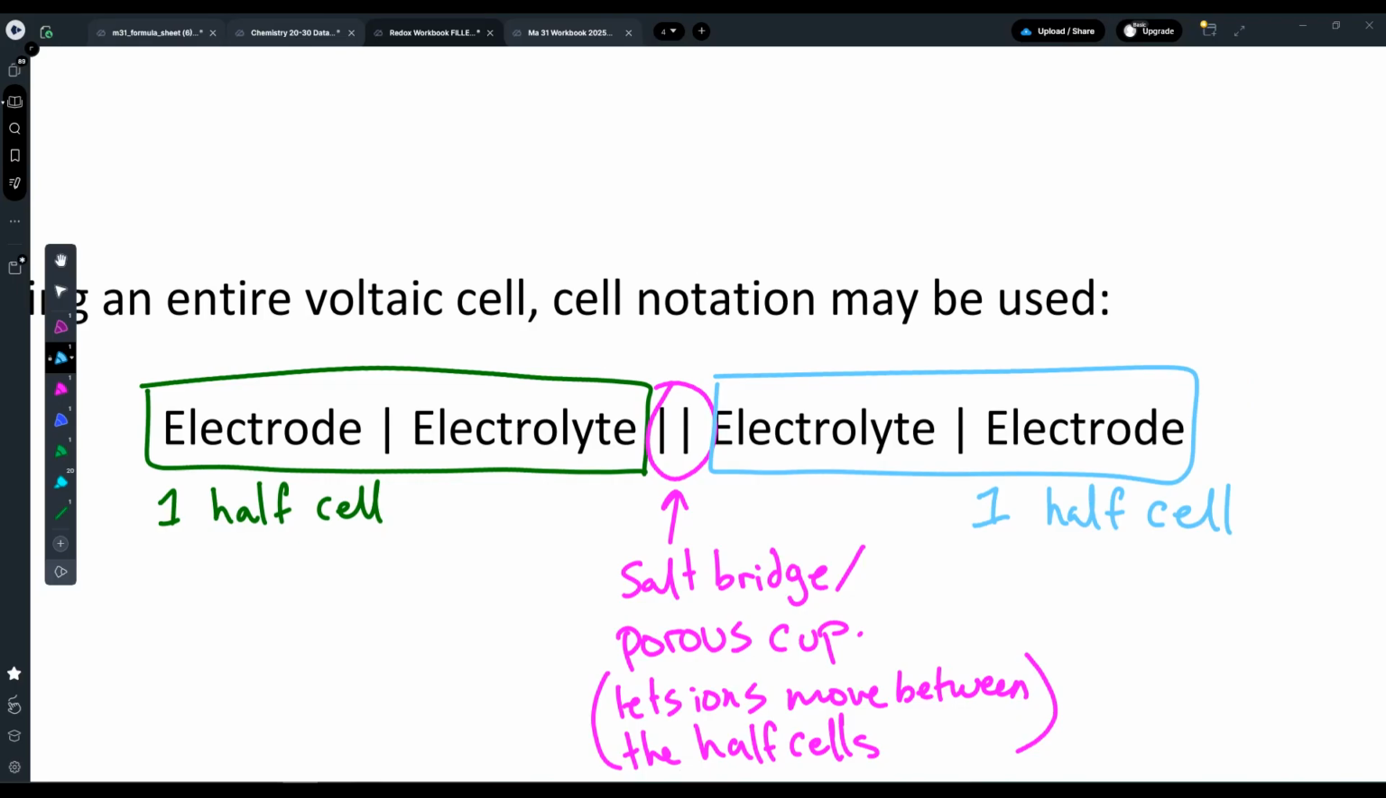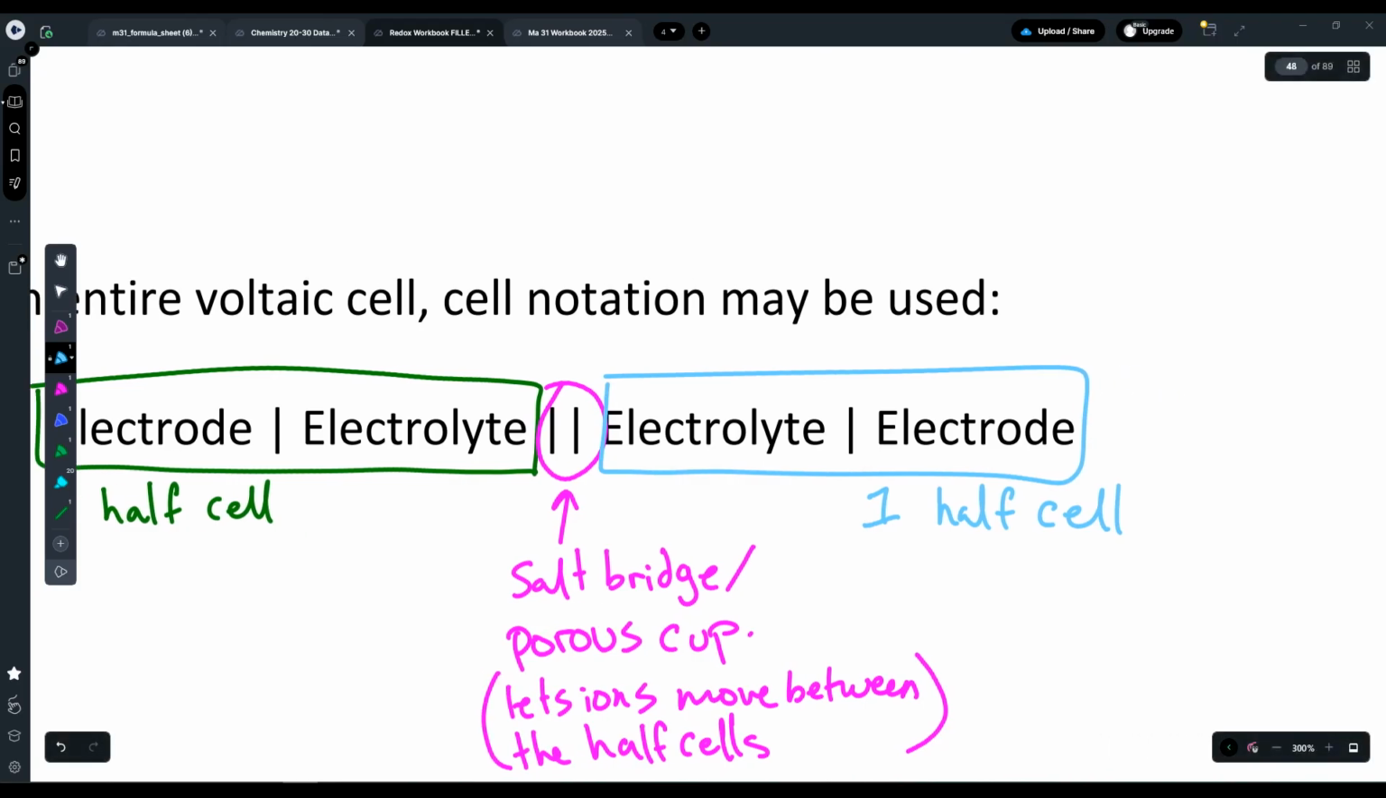Keep in mind the cathode isn't always on the left-hand side. The anode isn't always on the right-hand side. You can put your cathode on either the left-hand side or the right-hand side. But wherever you do put it, you need to make sure you put the electrolyte that your cathode is in with the cathode. For the anode, whatever side you put it on, the electrolyte or the solution that the anode is in goes where the anode goes.